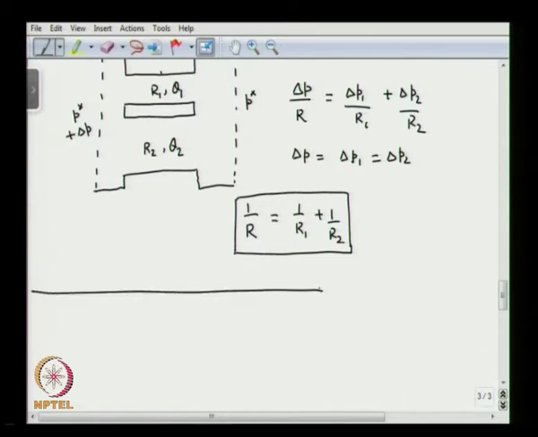Okay. So, the hydraulic resistances behave the same way as electrical resistances. When they are in series, the equivalent resistance is the addition of the individual resistances, and when they are in parallel, it can be determined as 1 over R is 1 over R1 plus 1 over R2.